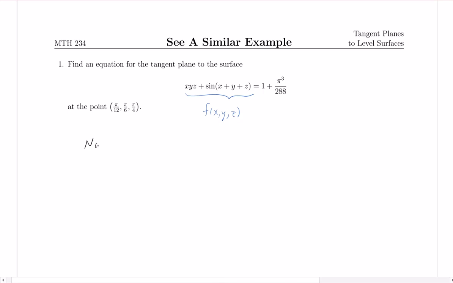So the key thing is that the normal vector to the tangent plane to a level surface is just the gradient of the function. So this thing that I called f in blue, we just need to find its gradient vector at the given point, and we can use that as the normal vector to the plane. So first let's do that. Let's compute the gradient of this function.